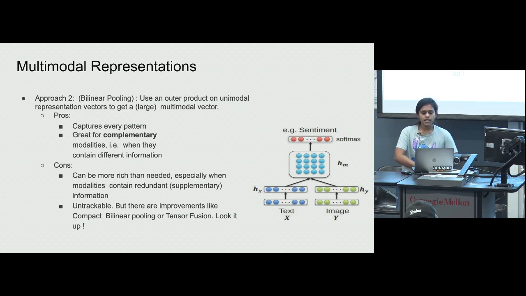And the con of this is that you will obtain a lot richer context or data than is required, and sometimes it can be redundant. Like I told you, you're getting an outer product of the two vectors that you have, and you're computing the product of one with every other element. Sometimes it's redundant and not necessary, and it also becomes intractable sometimes. But there are new methods like compact bilinear pooling and tensor fusion, which you should definitely go and look up if you're looking into bilinear pooling or using two different modalities.